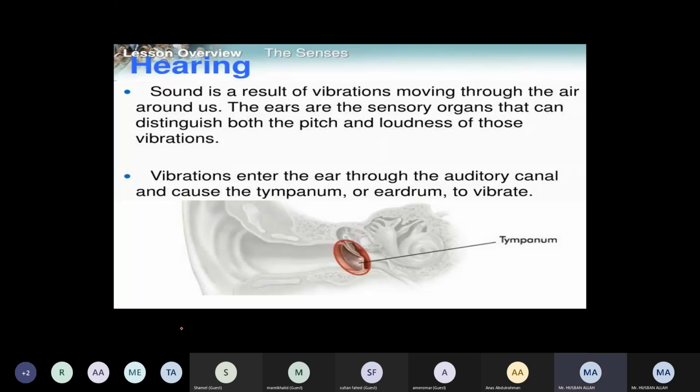Sound is a result of vibration moving through the air around us. The way we are talking, it is actually vibration, and that vibration moves through the air and reaches our ears. If you remember, you have studied waves in physics. Waves are in this form, like this is coming.